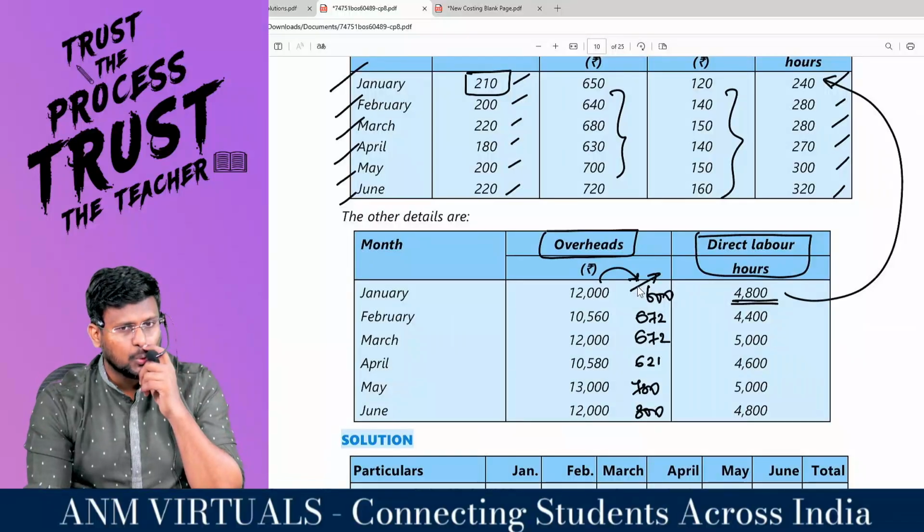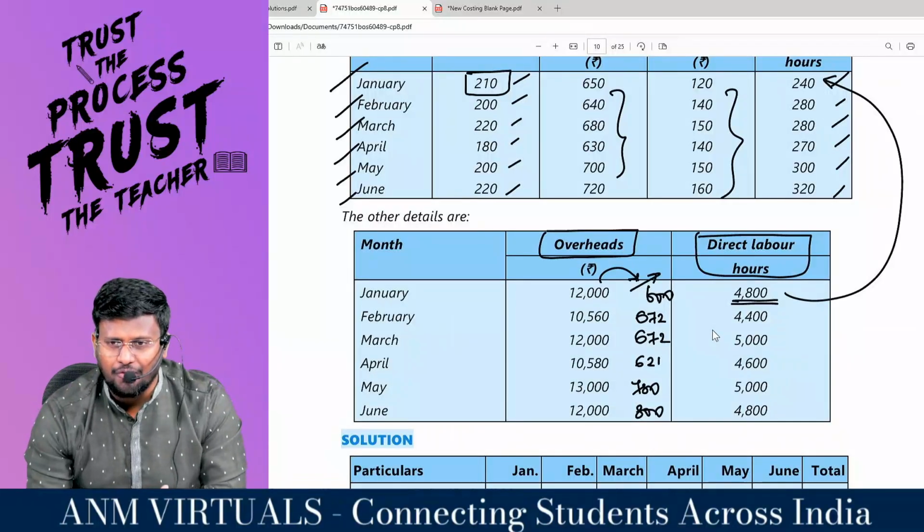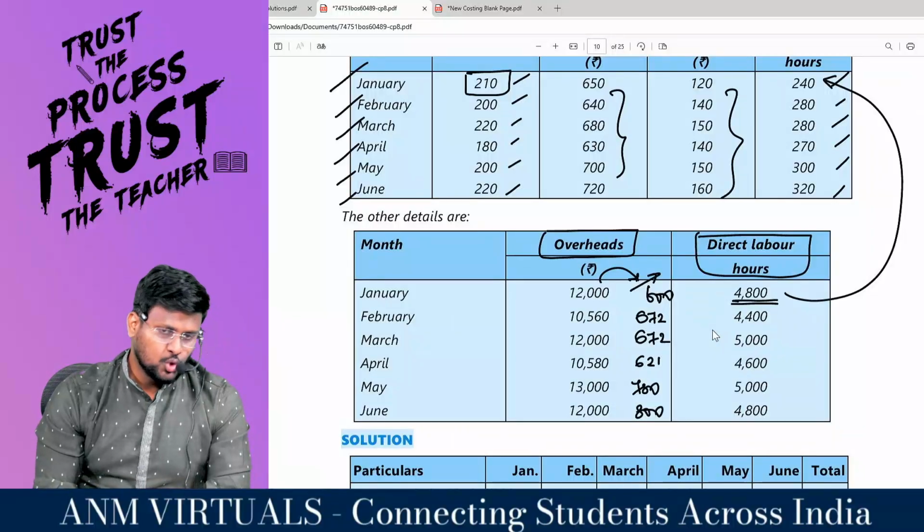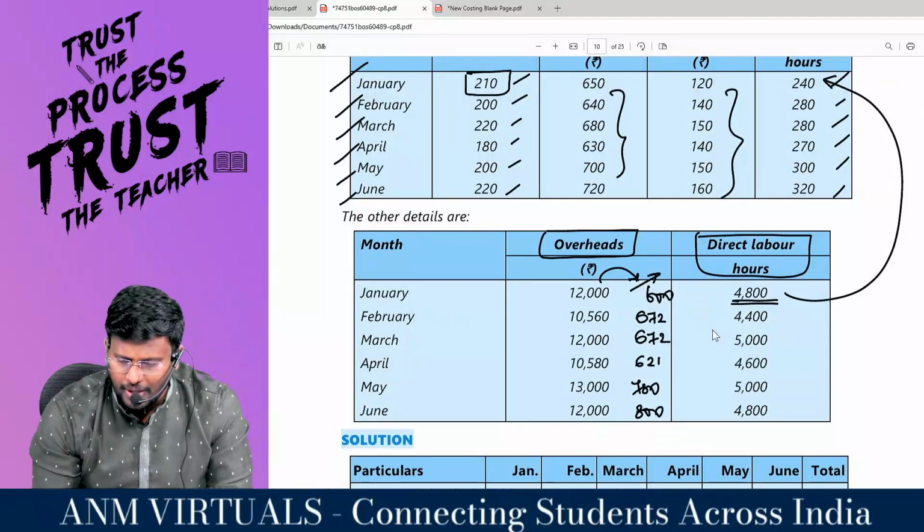Out of 12,000 I have absorbed only 600. My dear lovable students, not only this product is manufactured in the factory, so many other products are also manufactured. So this product has absorbed only how much? 600.